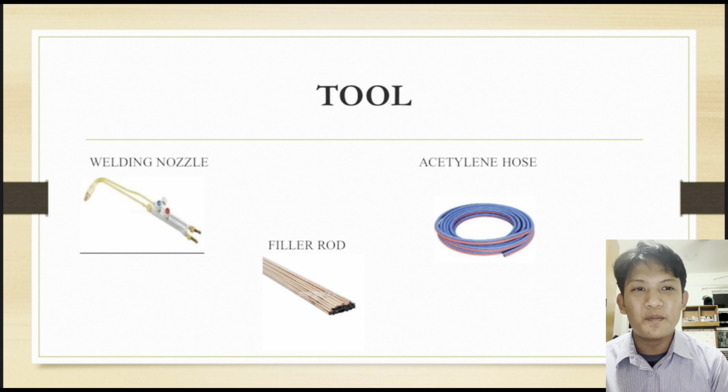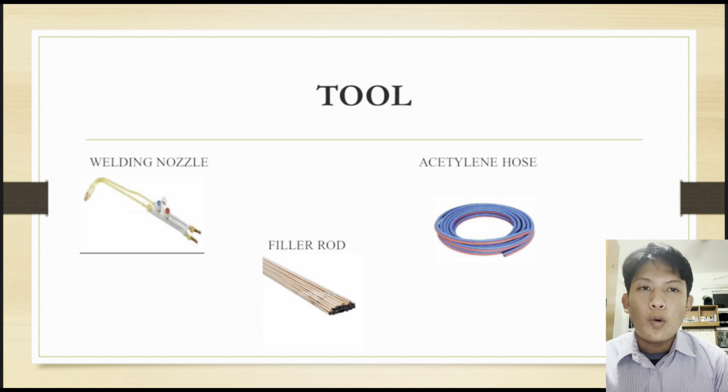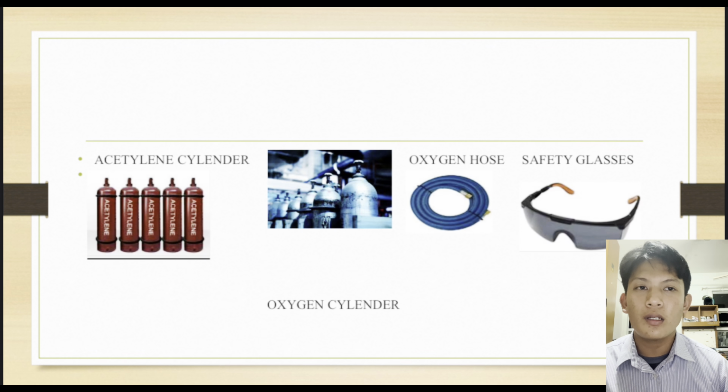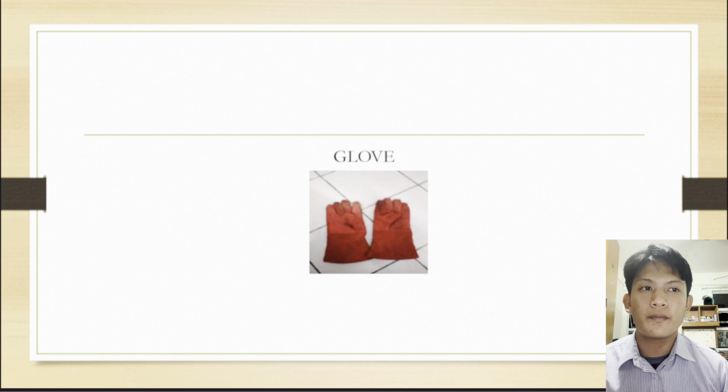As we see in the picture: first, welding nozzles, filler rod, acetylene hose, and then acetylene cylinder, oxygen hose, safety glasses. And lastly, we must have gloves.